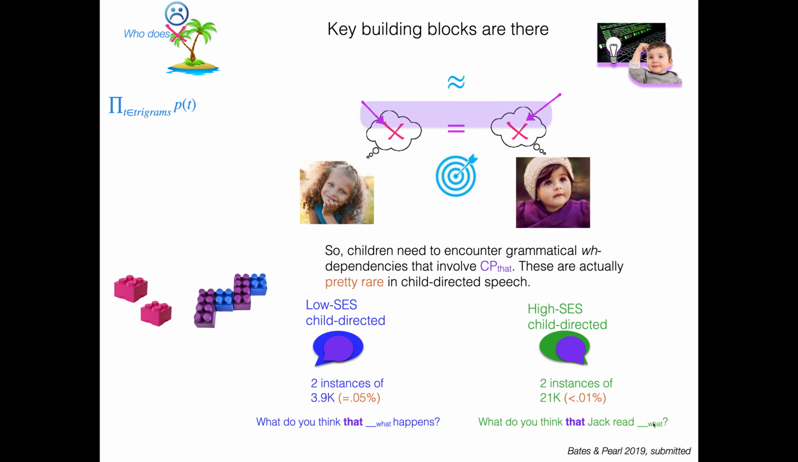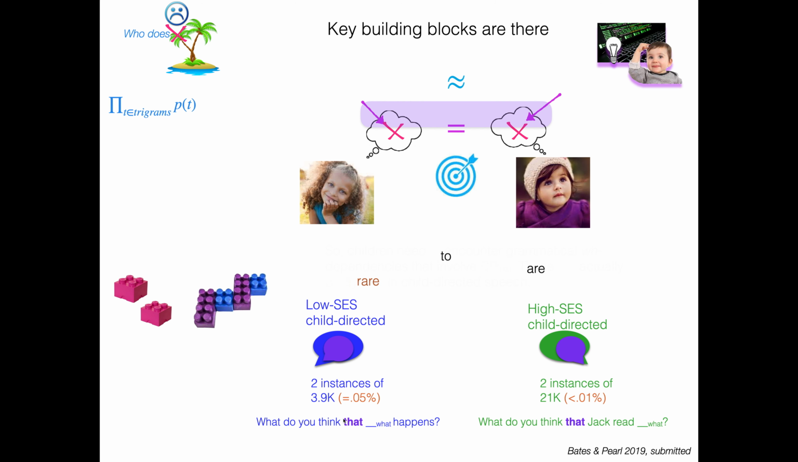So that's our embedded object, not matrix. What do you think that Jack read? The what is down here. And in our low SES child-directed speech, what do you think that happens? So it's our embedded subject with the complementizer that.